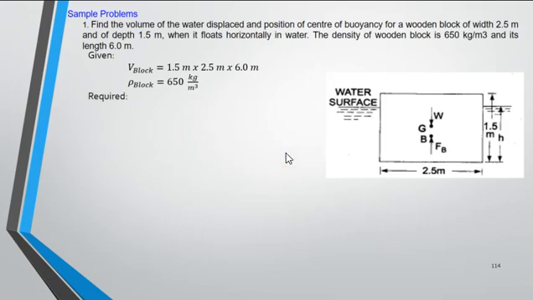We are asked to solve for the volume of displaced fluid, which is water, and also to determine the location of the center of buoyancy. To determine the location of the center of buoyancy, we just need to get the depth or the draft, then divide it by 2, since the location of the center of buoyancy is just the centroid of the immersed body.